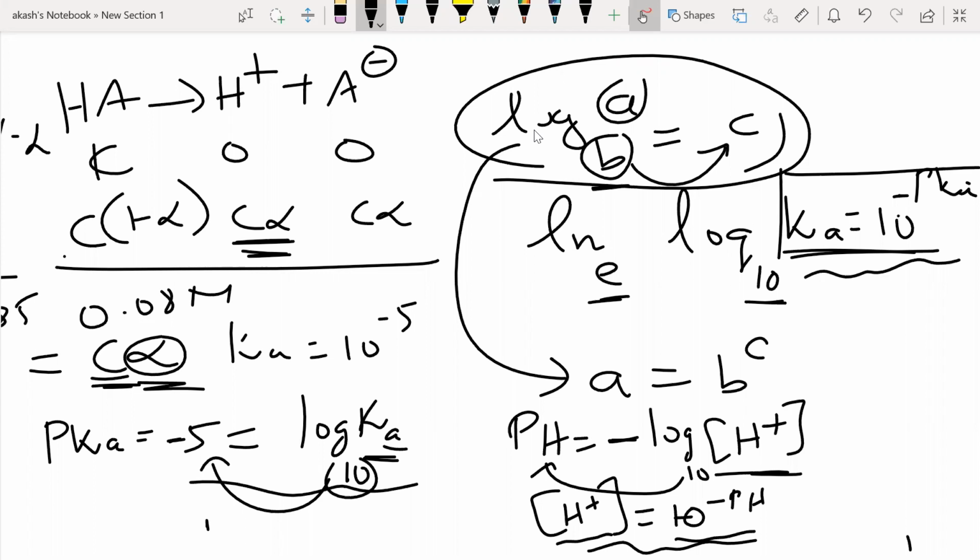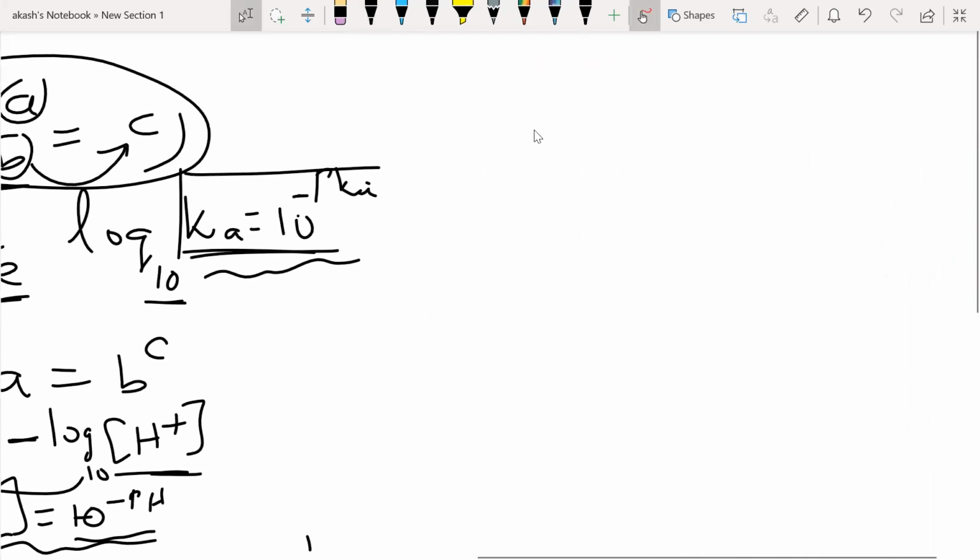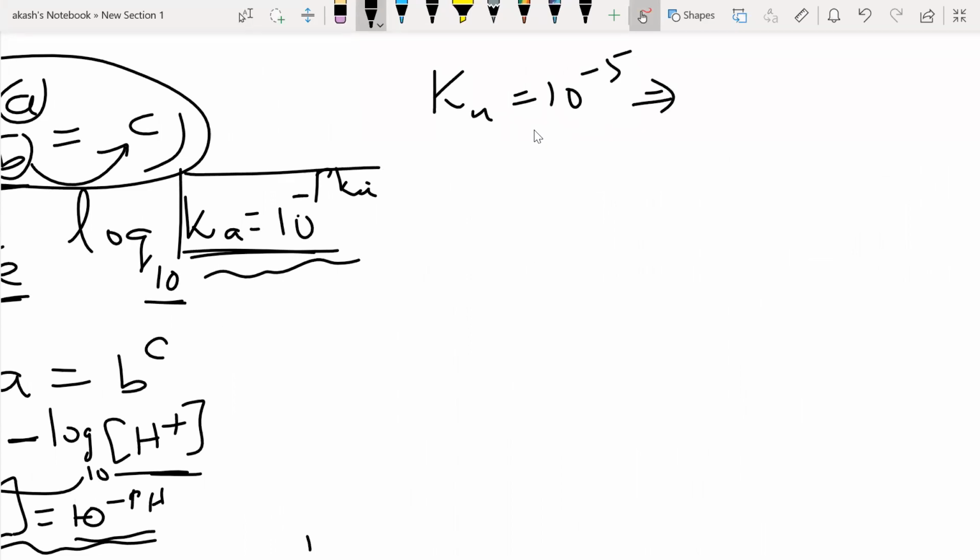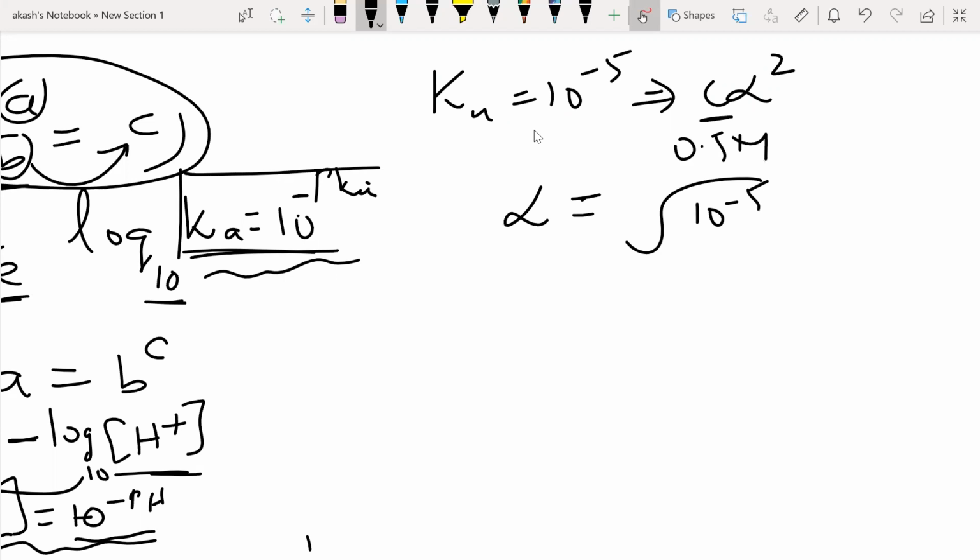Right. So I think from whatever Rohan told, you must have understood what we're trying to do here. Now we have found the Ka value. Ka is negative 10 power minus pKa, so Ka is 10 to the power minus 5. Now we can use this, which is equal to C alpha squared. C is given to us, C is 0.5 M. Now I can find alpha: alpha will be equal to root of 10 to the power minus 5 divided by 0.5. You can do the calculations later. Done.